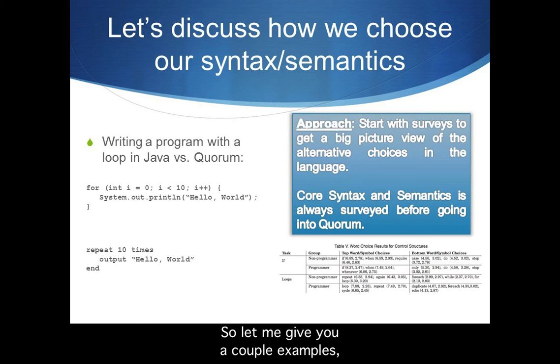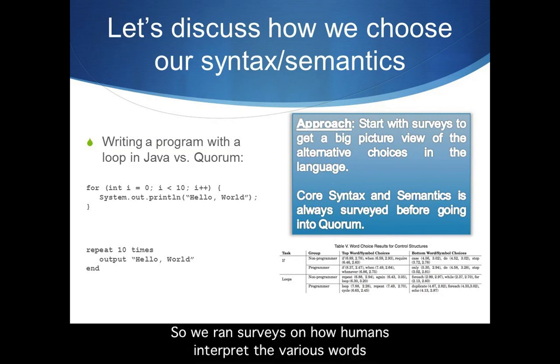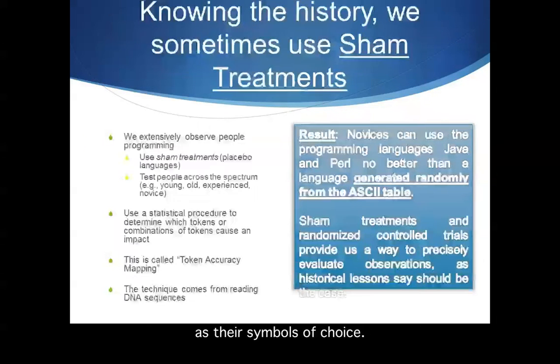So let me give you a couple examples, one of which came from Sina. This example he gave of for left paren int i equals 0, semicolon, i less than 10, semicolon, i plus plus, right paren left brace. The changes that we made to repeat 10 times came from survey data at scale. So we ran surveys on how humans interpret the various words and symbols that are in the language and found that even novices can understand words like repeat, but the three worst choices that they claimed would not make sense for the concept of iteration were for, while, and for each, which is actually ironic because most programming languages use those three words as their symbols of choice.